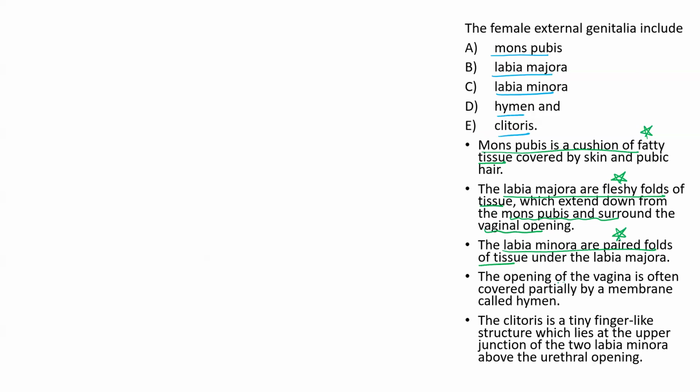The opening of the vagina is partially covered by a membranous structure known as the hymen, and the clitoris is finger-like, at the junction of the two labia minora, above the urethral opening. The two openings they have discussed: one is the vaginal opening, and another is the urethral opening. Clear? Now see the diagram.